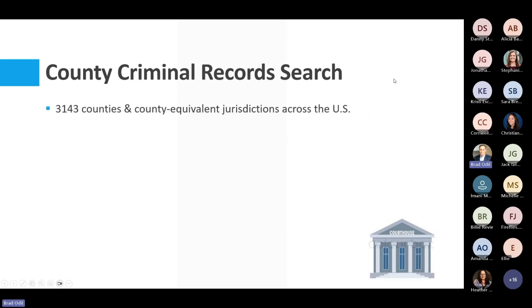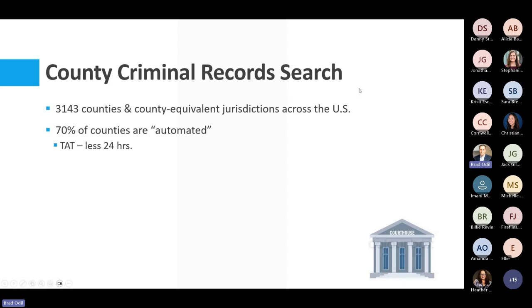Yeah, and I thought too, we would provide a little bit of data with regard to our county criminal searches, just so you kind of see how we use that. So roughly there's 3,143 counties and county equivalent jurisdictions across the country. 70% of those counties are what we call automated. And by automated, we basically mean it's data, and we can get into their data without physically walking to the courthouse and capturing the information.